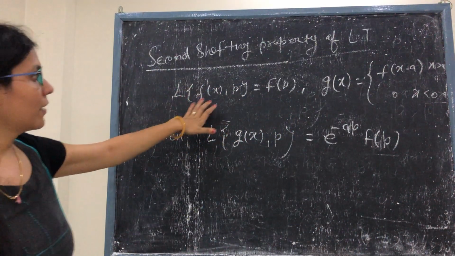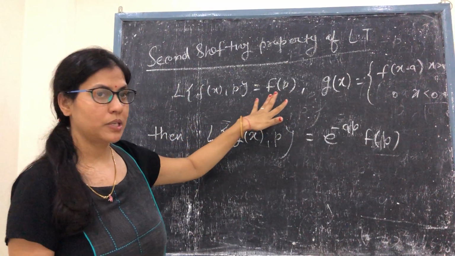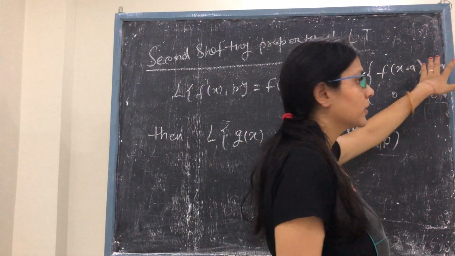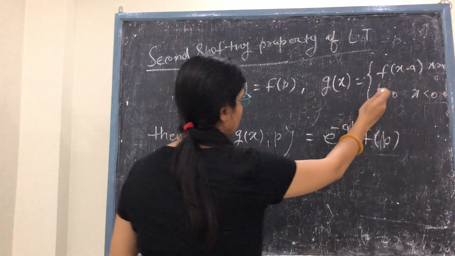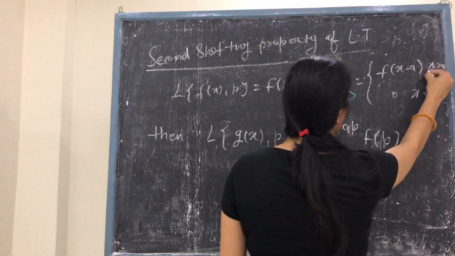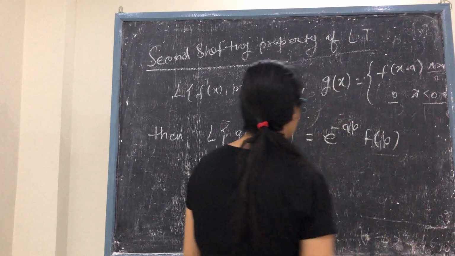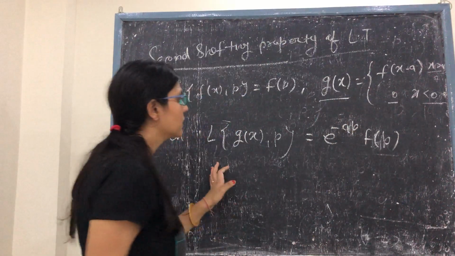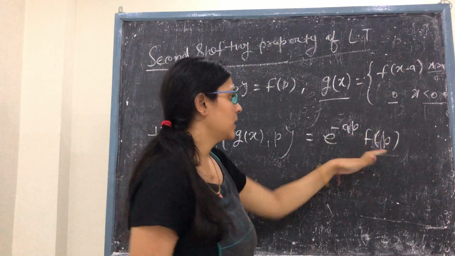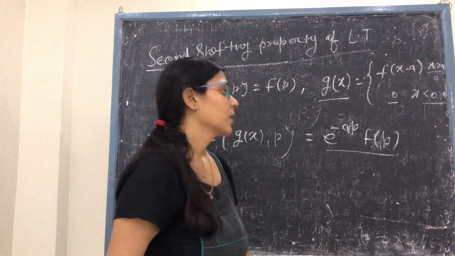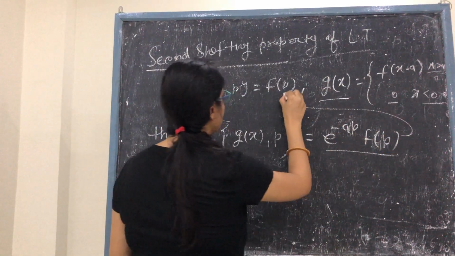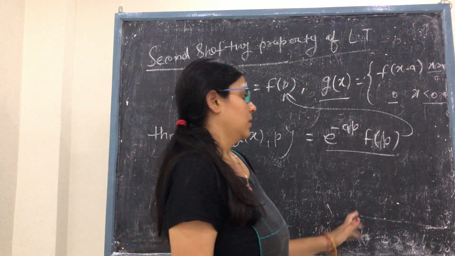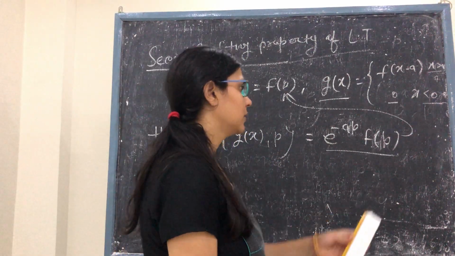Here the function f of x is given separately, and its Laplace transformation is f of p. g of x is a function defined using f of x under such conditions: f of x minus a when x is greater than a and 0 when x is less than a. Then the Laplace transformation of this g of x function is given by e raised to the power minus ap f of p. This f of p is the same as this f of p. Now firstly we take some example, then prove this.